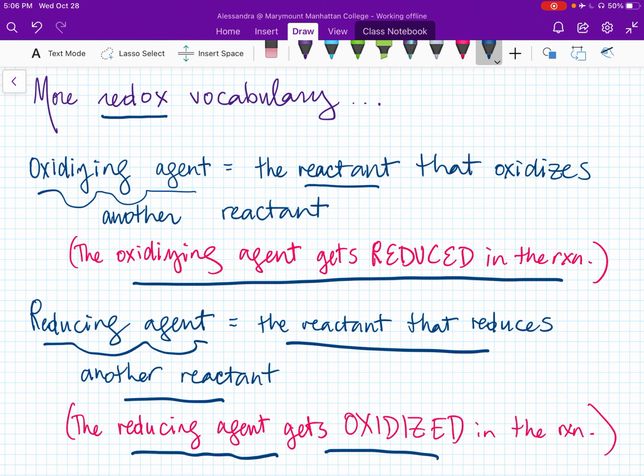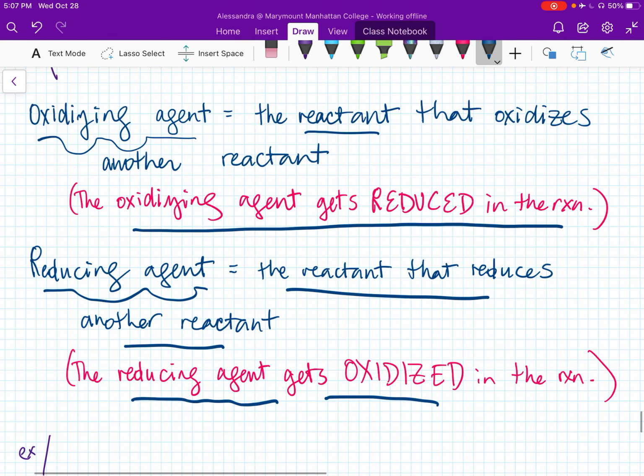So the oxidizing agent gets reduced. The reducing agent gets oxidized. Once again, you should know that oxidation involves loss of electrons and reduction involves gain of electrons. So there's really a lot of vocabulary to master here.